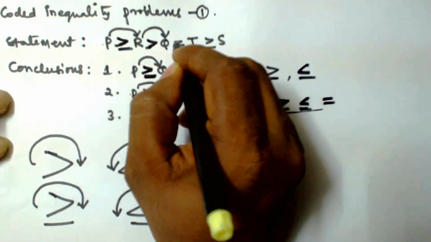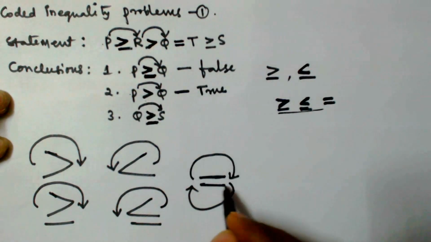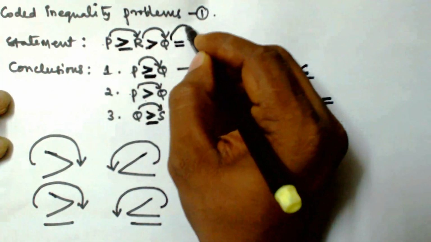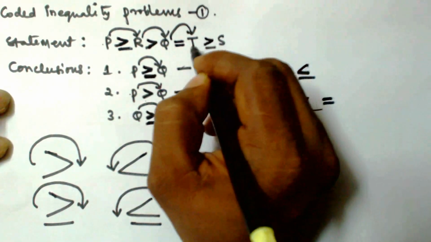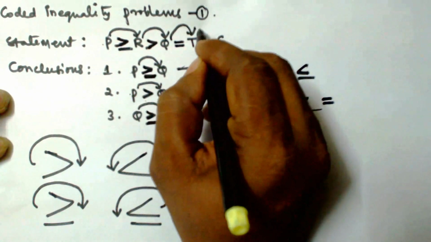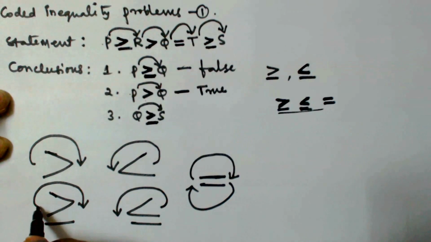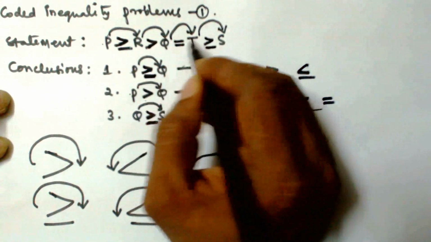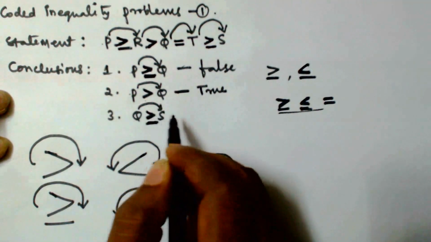So start from Q. Q is equal to T. Whenever equal to is there, the movement is possible from left to right and right to left. But here T is on the right-hand side, so the movement is possible from Q to T. Now again T is at the open end of greater than or equal to, so from T to S the movement is possible. Whenever greater than or equal to is there, the movement is possible from open end to close end. So that's why T to S. So there is a movement from Q to S, and that's why Q greater than or equal to S is true.